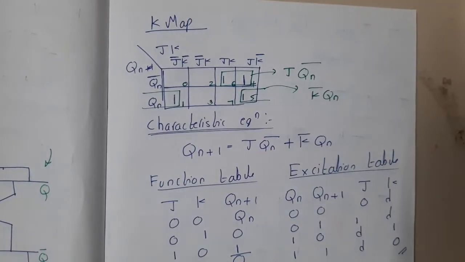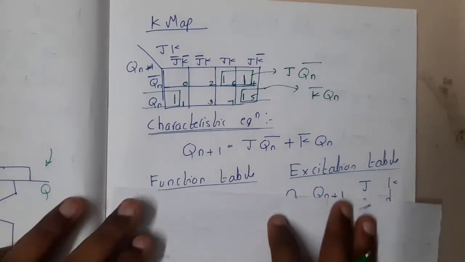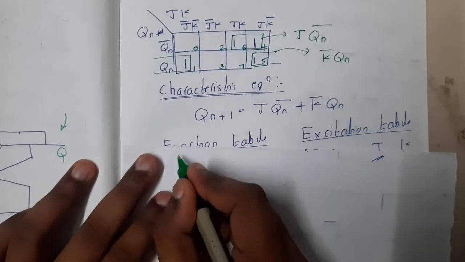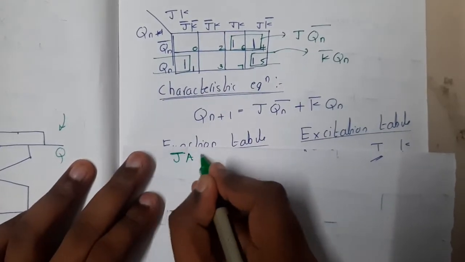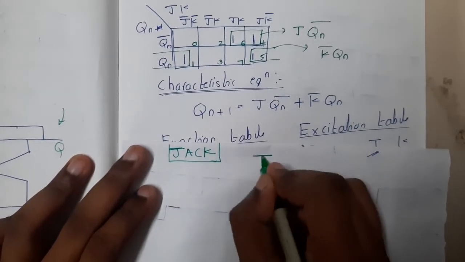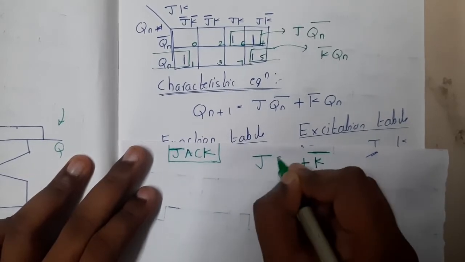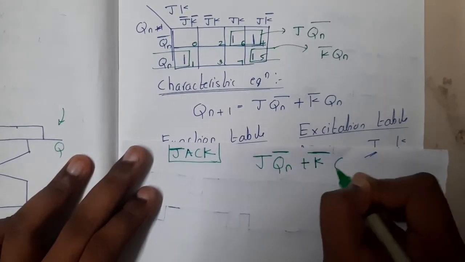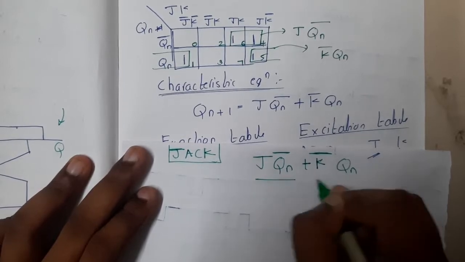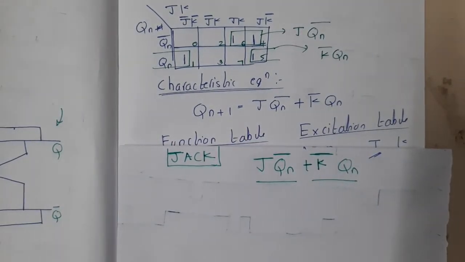You will be saying, please give us a trick. Last time you gave one for SR and we remembered it, right? For JK, you can remember it this way. I think everyone knows the name Jack, J-A-C-K. Take the first letter and the last letter, and add them. For the second one you give a bar, and for the first one you give a bar on Qn. Wherever bar is there, it appears in only one term. That's the remembering trick, guys. This is how I remember the JK flip-flop.